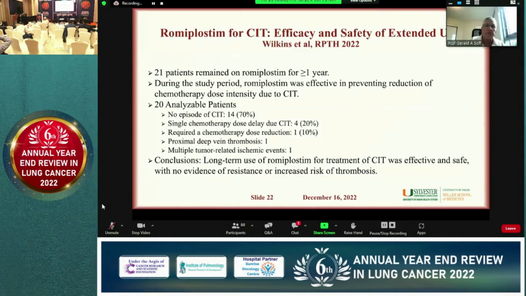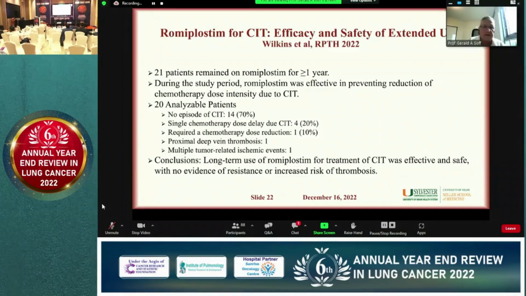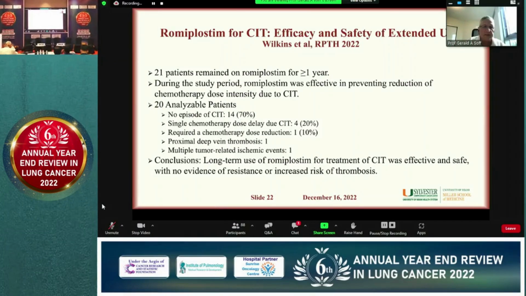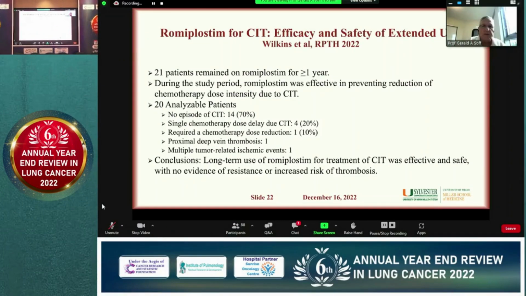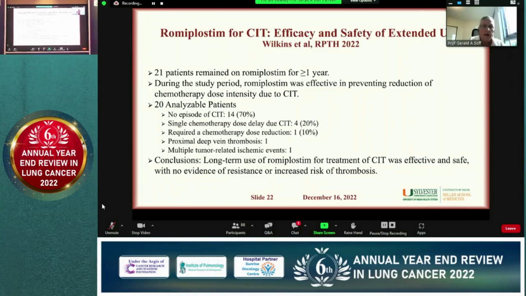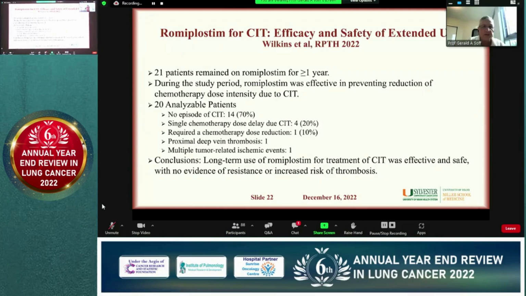Recently, this past spring, we published an extension study. So patients who were responding and chose to were eligible to continue with Romiplostim for as long as they wanted, as long as they were alive and the oncologist wanted to give it to them. So we published this paper this spring. Here's a reference. One of the junior faculty looked at this and was the first author. I was the senior author. And 21 of the 44 patients remained on the Romiplostim for over a year.